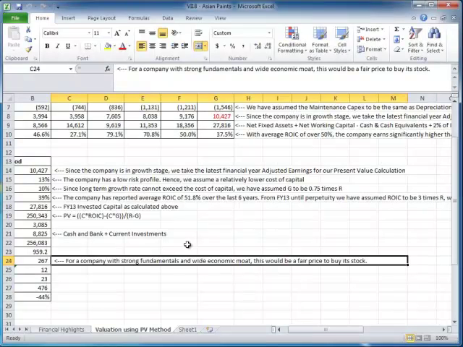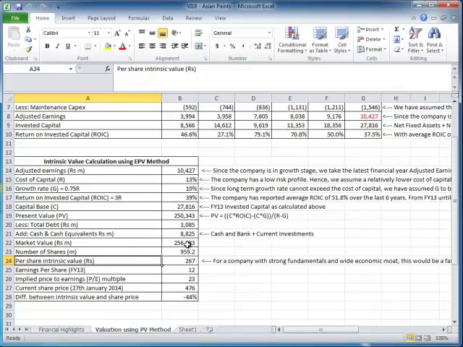And really what this number is saying is that for a company with strong fundamentals and a wide economic moat, this would be a fair price to buy that stock. Then we can get the earnings per share, which is from the financial statements, and the implied price to earnings ratio multiple. And now let's compare our intrinsic value per share to the current price per share. The current price per share, as of 27 January 2014, is 476. So this is a lot bigger than the intrinsic value, right?